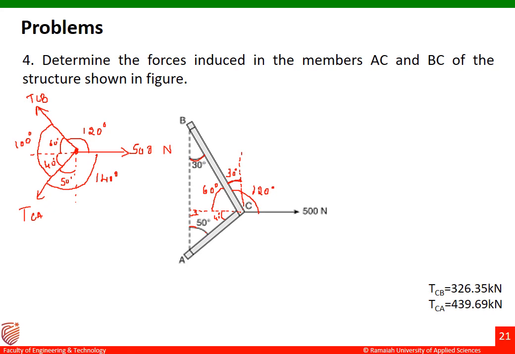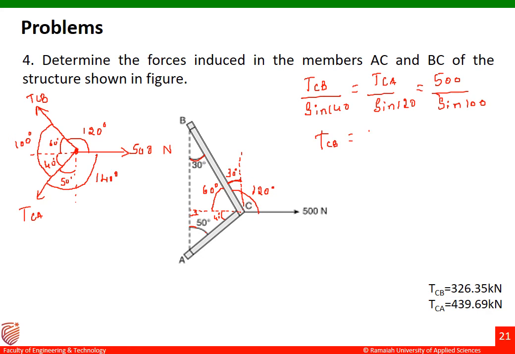Now we can apply Lami's theorem here. Let me write the equation for this. TCB divided by sine 140 degrees is equal to TCA divided by sine 120 degrees, which is equal to 500 divided by sine 100 degrees. We know the value of the third force, that is 500. Let us find out the answers one by one.